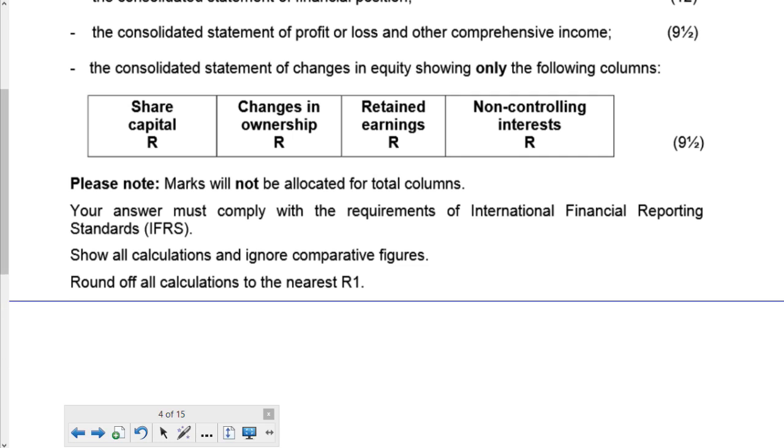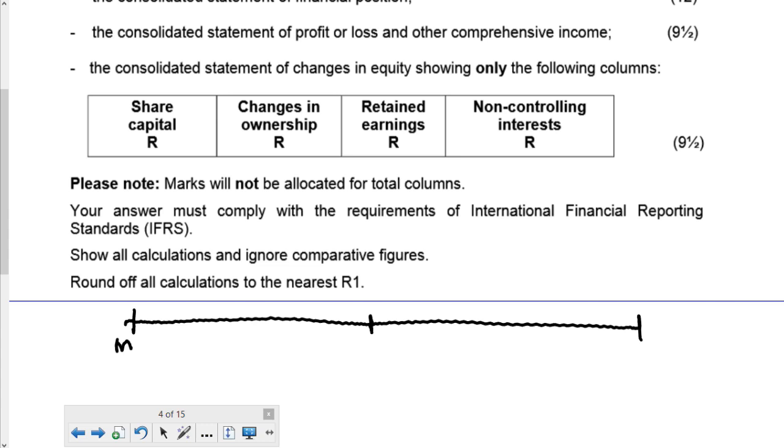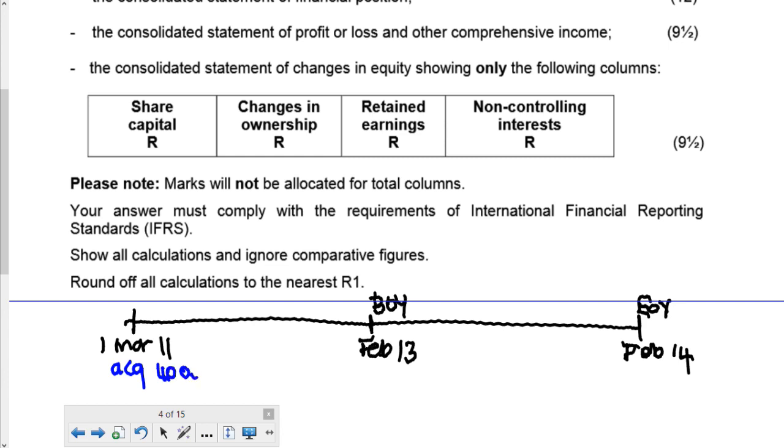Remember the timeline. 1 March 11, Feb 13, Feb 14. If we look at what those dates are, this is beginning of year, this is end of year. Then if we look at the other dates, this is acquisition, 40,000 shares. And then over here we have a disposal, 10,000 shares. There's no change in control.